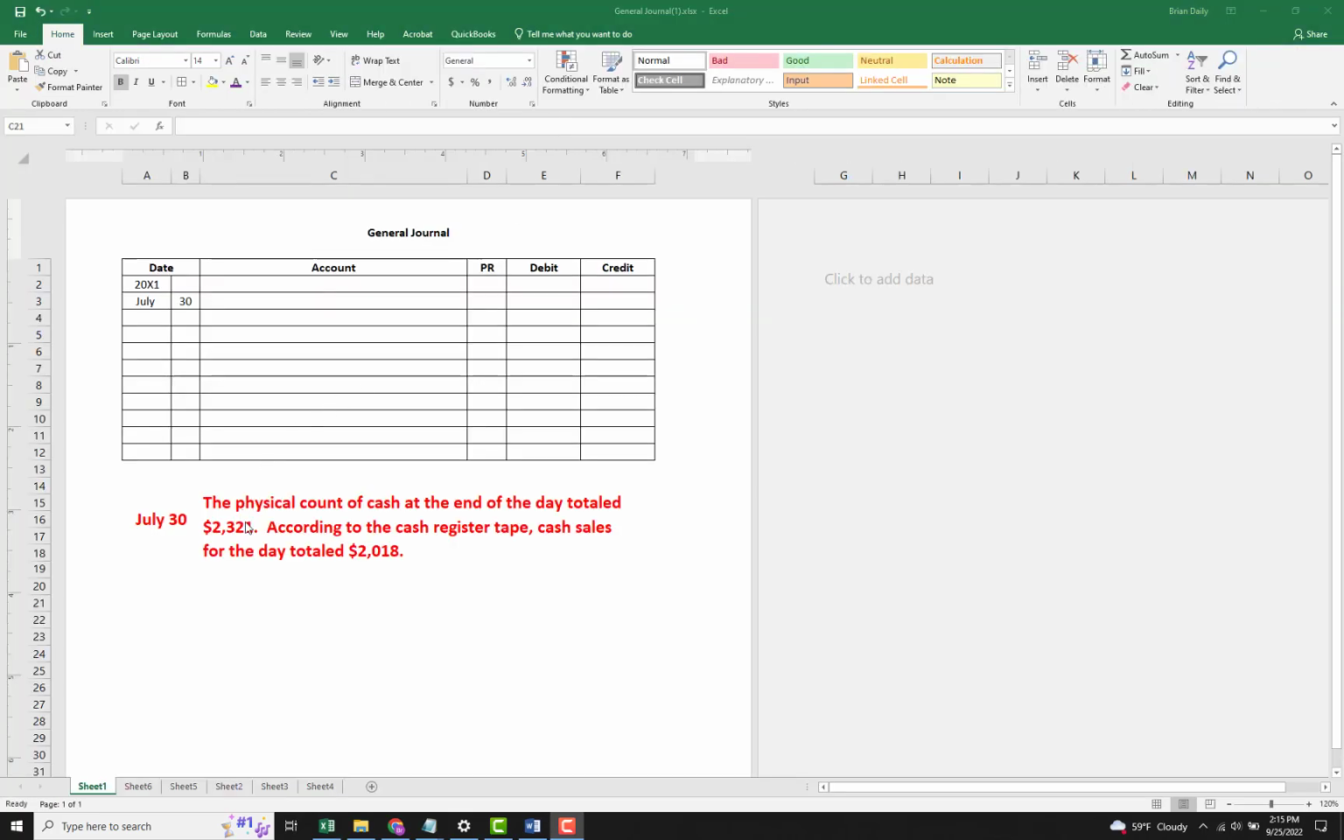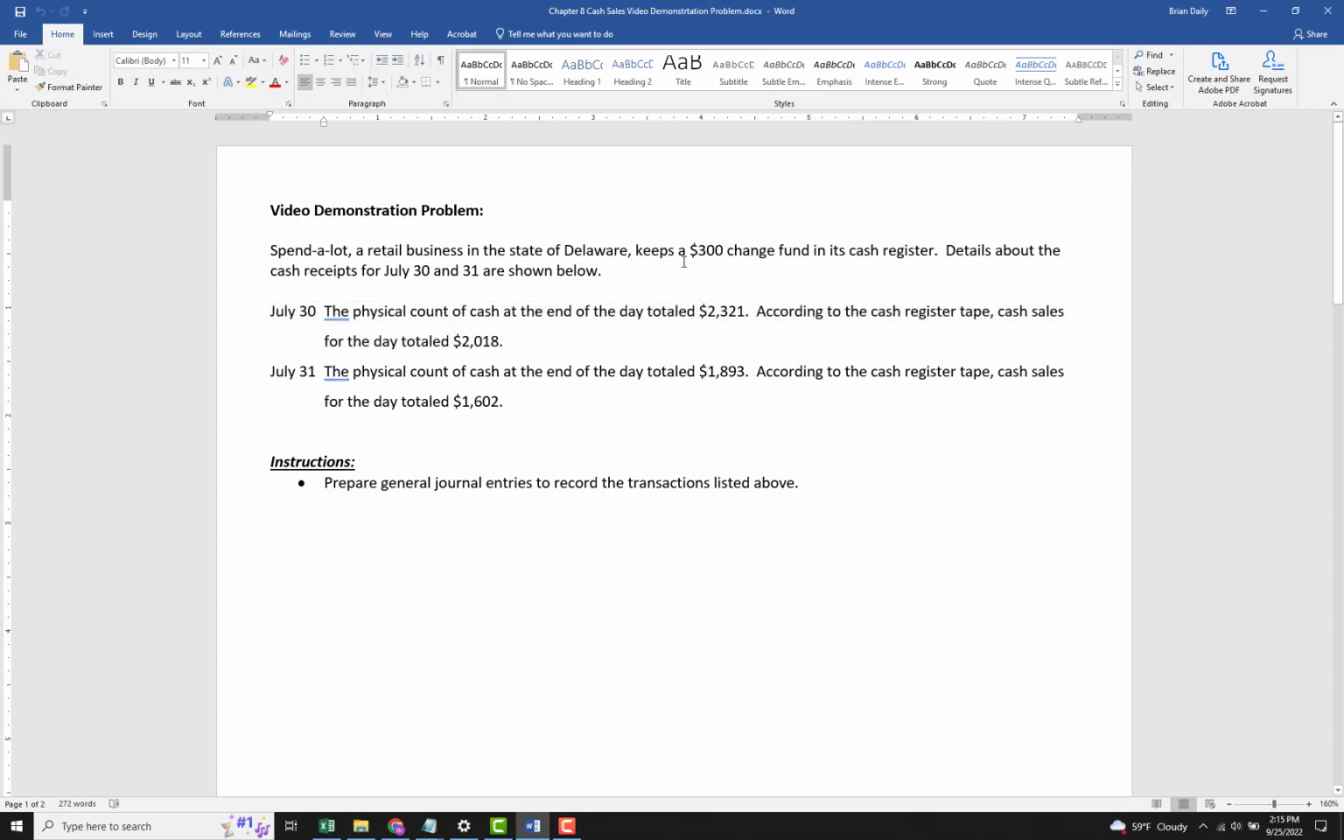On July 30th, the physical count of cash at the end of the day totaled $2,321. According to the cash register tape, cash sales for the day totaled $2,018. All right, so the first thing I'm going to do here is I'm going to compare the physical count of cash against the amount of cash that was in the change fund to begin with. And if we refer real quickly back to the narrative, we can remember that there was a $300 change fund to begin with.